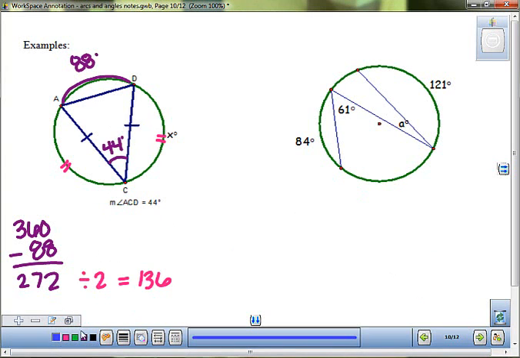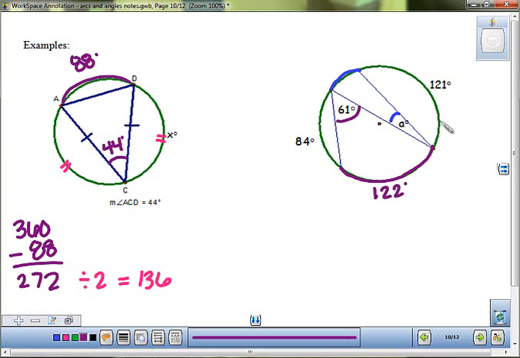In the second example, you're looking for angle A, and we know that it's an inscribed angle, so it's going to be half of its arc, but we don't know its arc. So we're going to have to do a little work to find the arc, and then we can take half of that. Here this inscribed angle is 61, so its arc will be twice that, which would be 122.